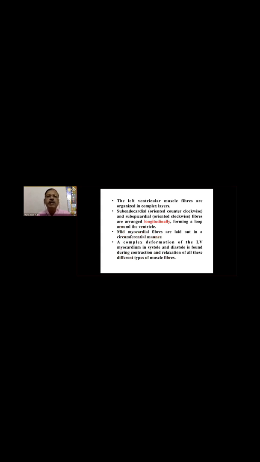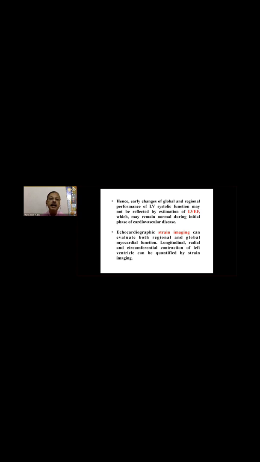As we all know, the left ventricular muscle fibers are organized in complex layers. The subendocardial layer is oriented counterclockwise and the subepicardial layer is oriented clockwise, with fibers arranged longitudinally forming a loop around the ventricle. And the mid-myocardial fibers are laid out in a circumferential manner. So there is a complex interplay of deformation of the LV myocardium in systole and diastole during contraction and relaxation of all these different types of muscle fibers. Hence, any early changes of global and regional performance of LV systolic function may not be reflected by estimation of the LVEF, which may remain normal during the initial phase of any cardiovascular disease.